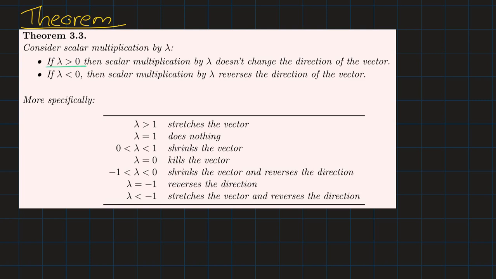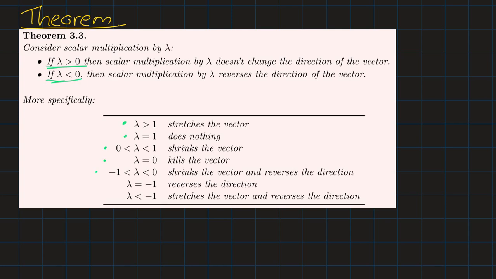It tells you that if lambda is bigger than 0, then the vector does not change direction. But if lambda is less than 0, then the vector reverses direction. And more specifically, I can break down into more possible cases. So if lambda is bigger than 1, then the vector gets stretched. If lambda equals 1, then nothing happens. I mean, scalar multiplication by 1 does nothing at all. If lambda is between 0 and 1, you shrink the vector, so the arrow just gets smaller. If lambda is equal to 0, you kill the vector. We mentioned this. Now let's do negative cases.